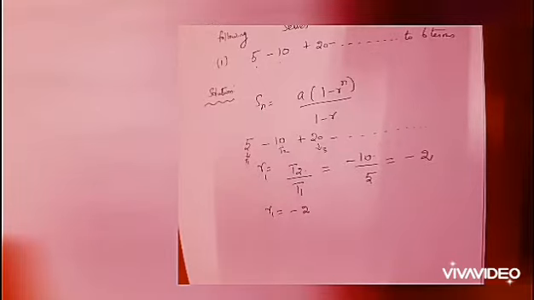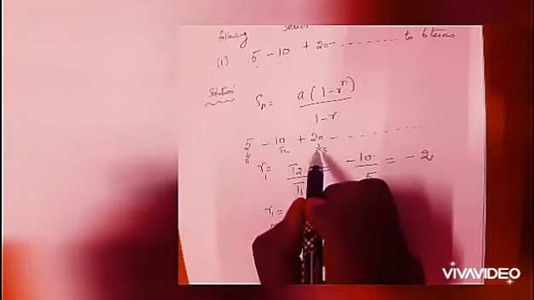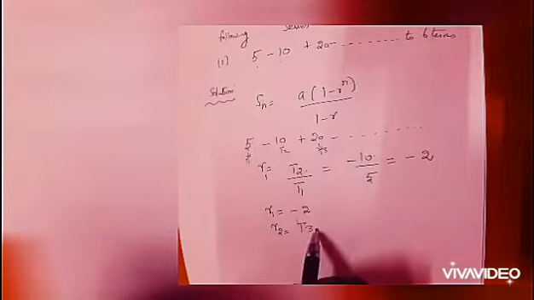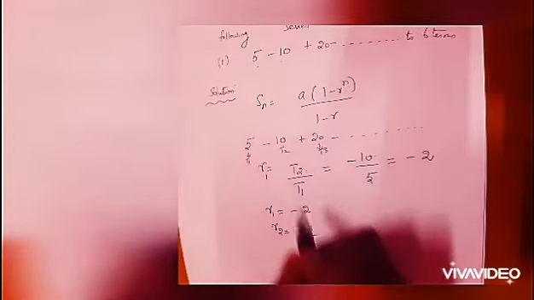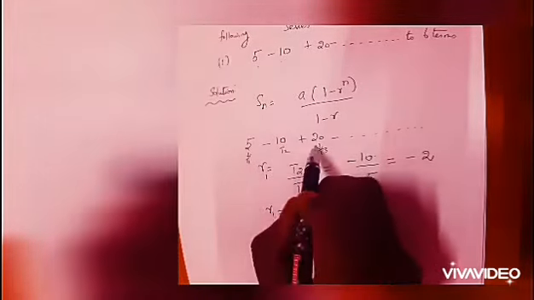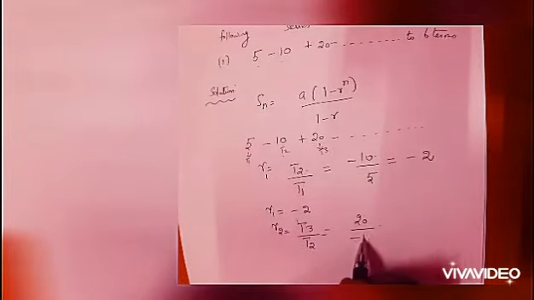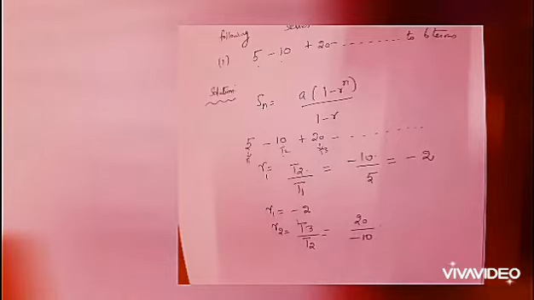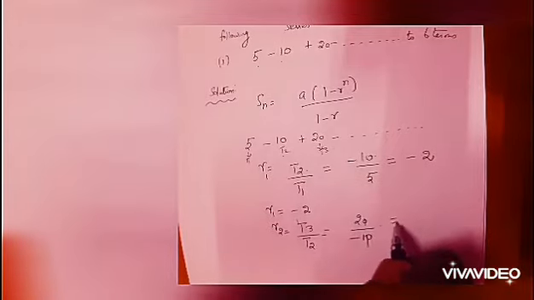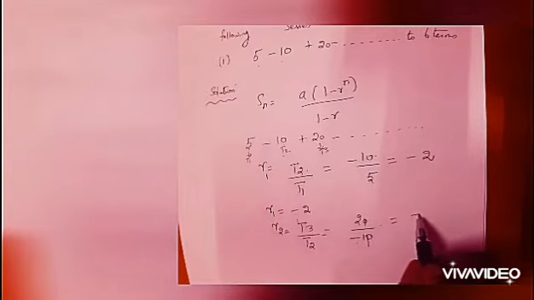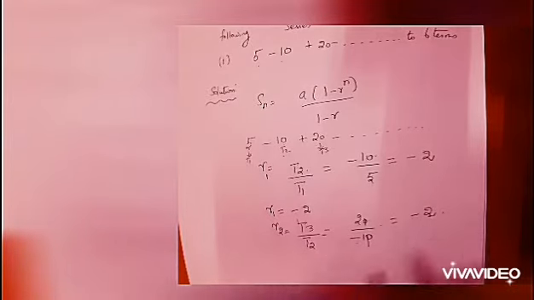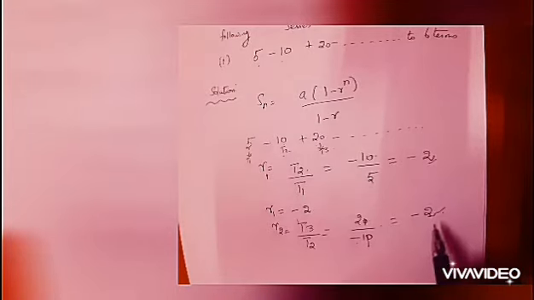Similarly, we'll find R2. That is T3 divided by T2. So what is T3 actually? Positive 20 divided by T2, negative 10. So don't make a mistake here. The 0s will get cancelled. 2 divided by negative 1 will give you negative 2. So we have the same common ratio. So it is a geometric progression problem.